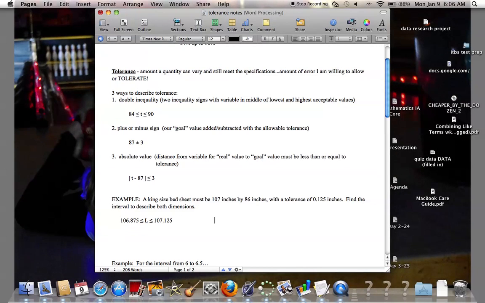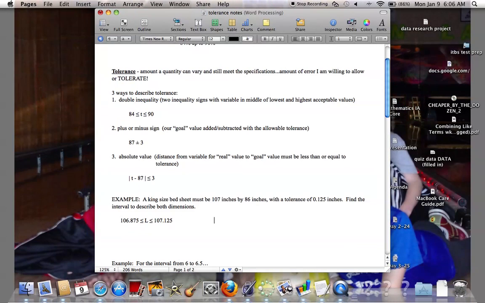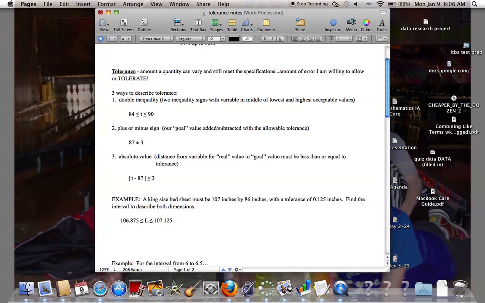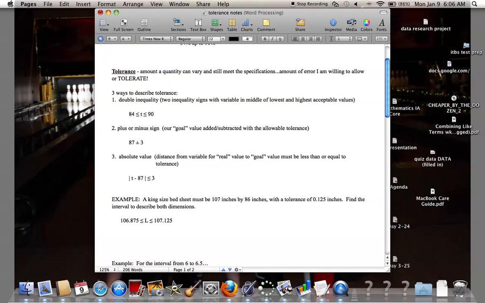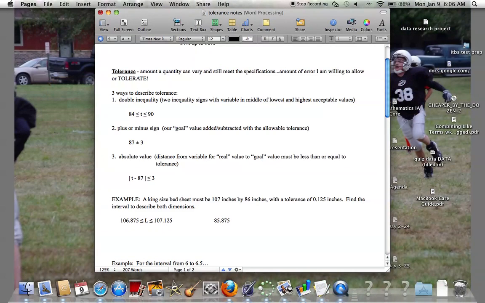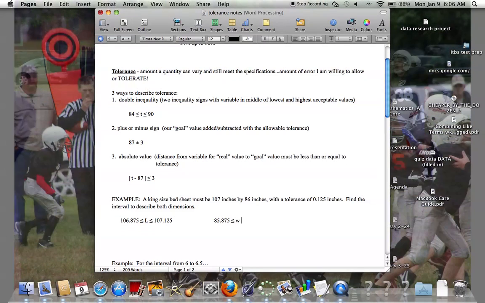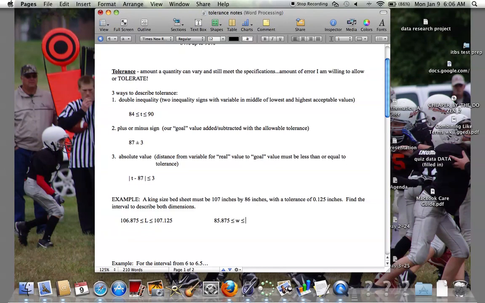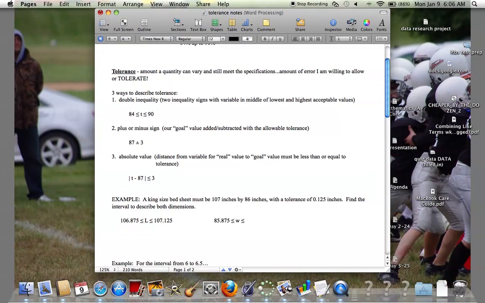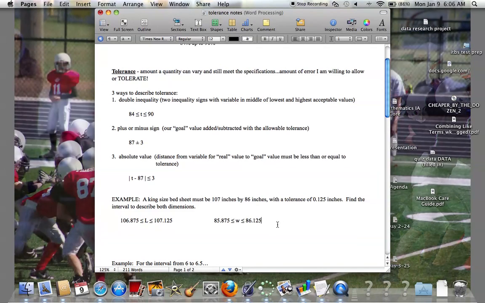Now, we also have to do this for the width, so we're going to repeat this same exact computation, only using the width number, which is 86. So we'll take our 86, subtract our tolerance, 85.875, and that's going to be less than or equal to the width of our sheet, which will be less than or equal to the high side of the width, which is 86 plus the 0.125. So we're at 86.125 when we add the values in.